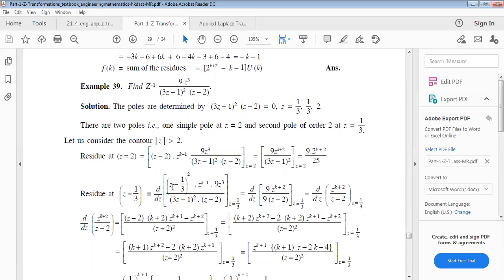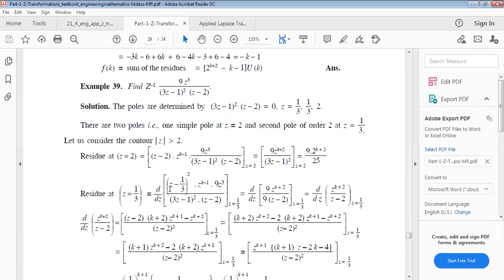And z is greater than 2. So (z minus 1 by 3) whole square. Introducing this d/dz into this, just putting z equals 1 by 3, now this will be the result.